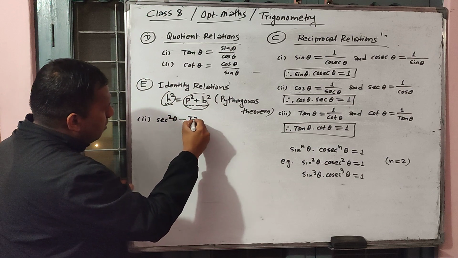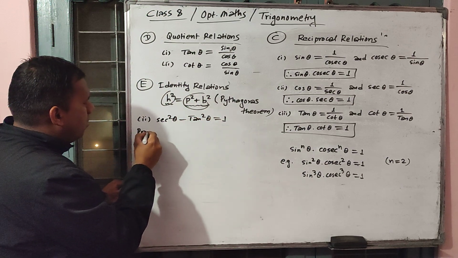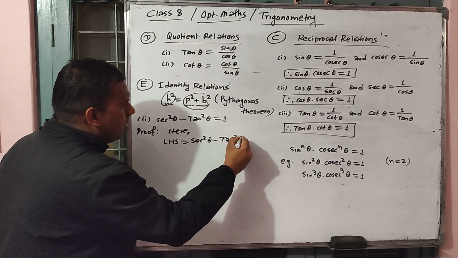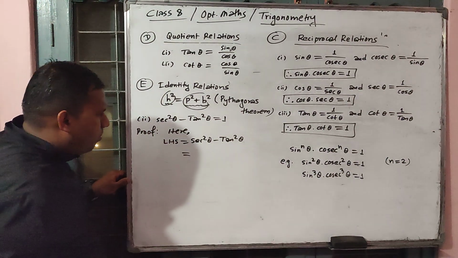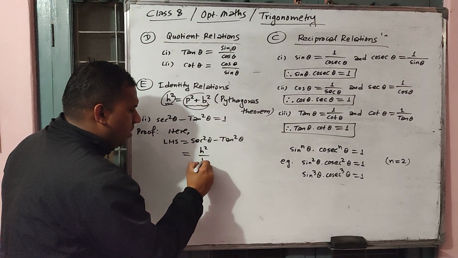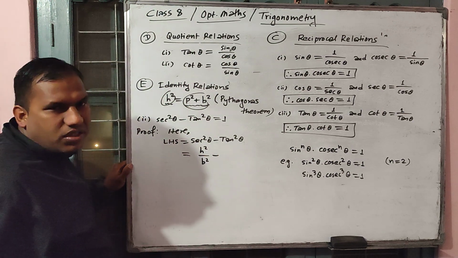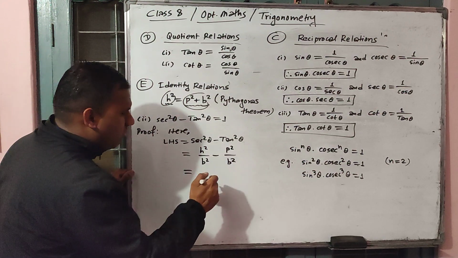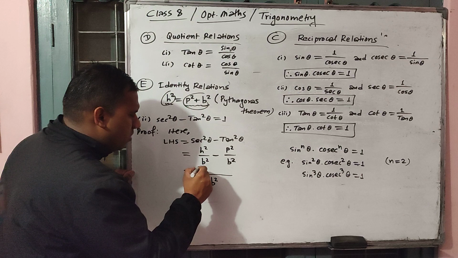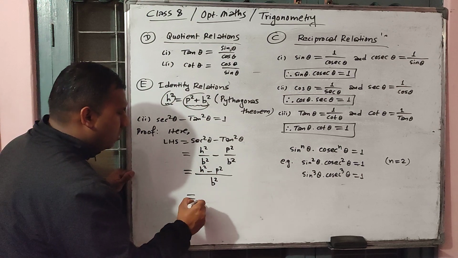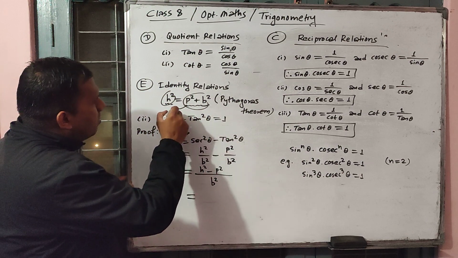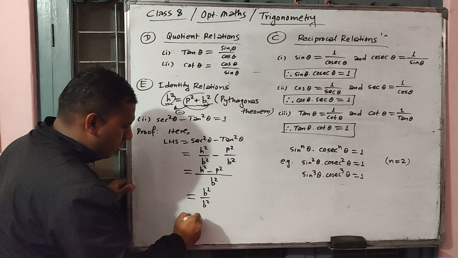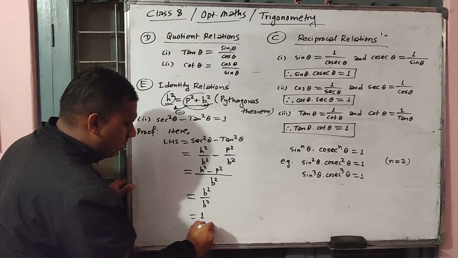Similarly, in identity relation, second one is sec square theta minus tan square theta equal to 1. Now its proof. Here, LHS is sec square theta minus tan square theta. As we know, sec theta is h by b, so sec square theta is h square by b square, minus, as we know, tan theta is p by b, so tan square theta is p square upon b square. Since denominator is same, after taking LCM b square, we get h square minus p square all upon b square. From the Pythagoras theorem, h square minus p square becomes b square. So b square upon b square equal to 1 equal to RHS.